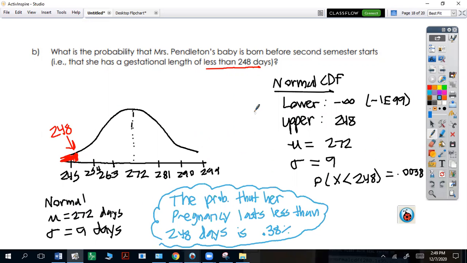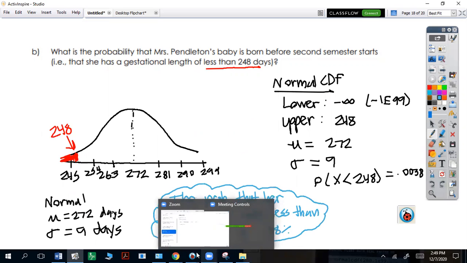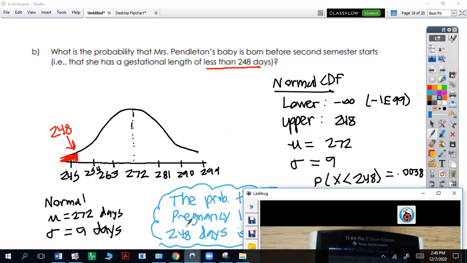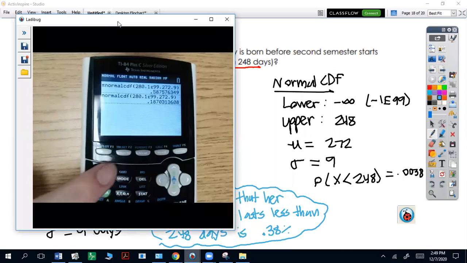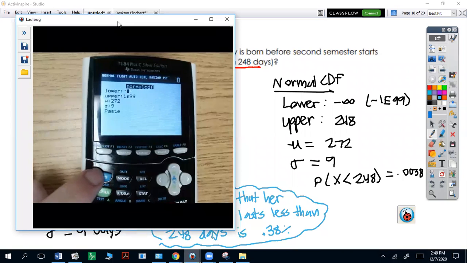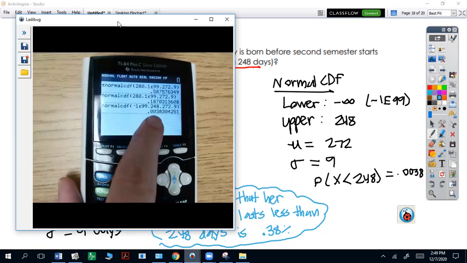Normal CDF still, but our lower bound is going to be to the left of that. So it's going to be negative infinity. So you want to do negative 1e99 when you're inputting that into lower normal CDF. So let's do that. Second vars, normal CDF, negative 1e99, 248, 272, and 9. And it's a pretty small percent, 0.0038.